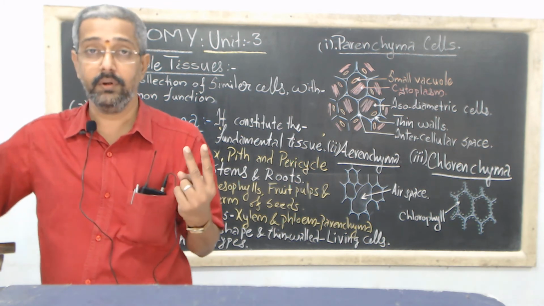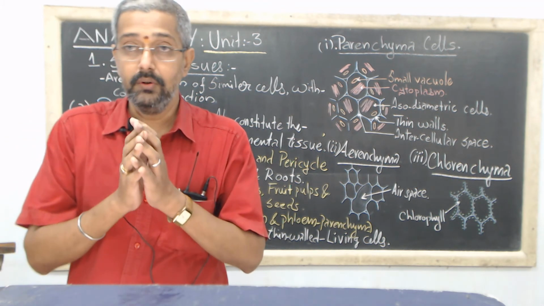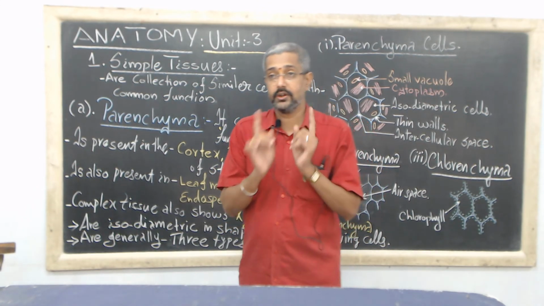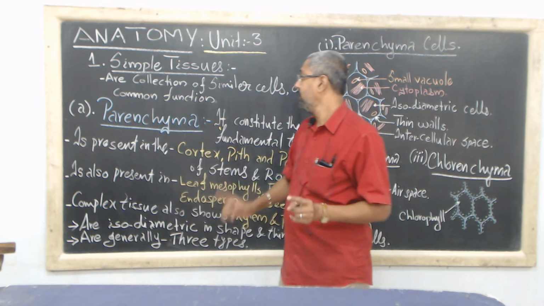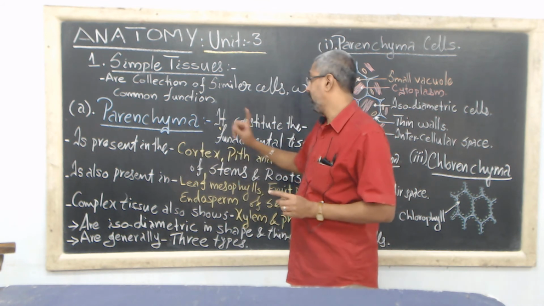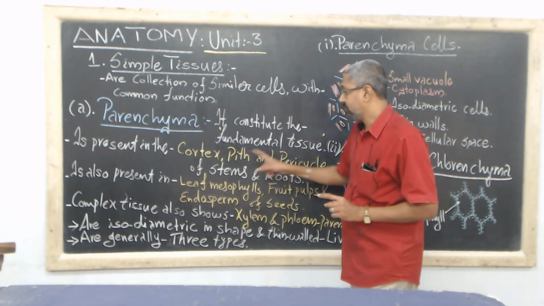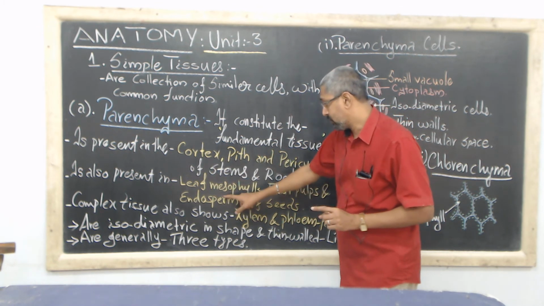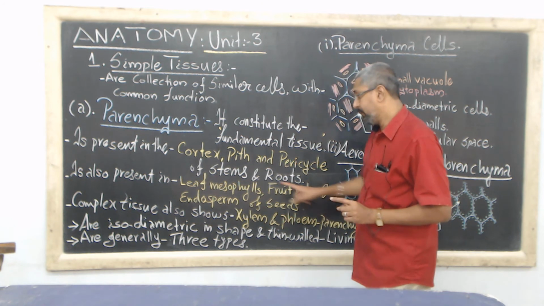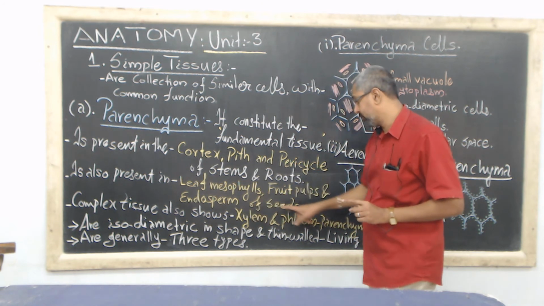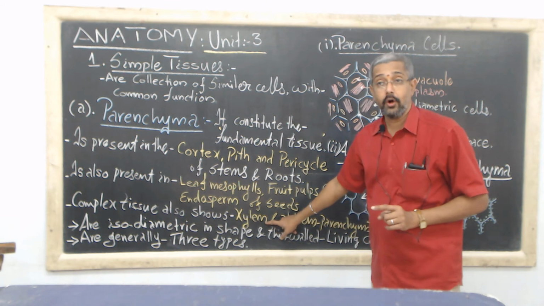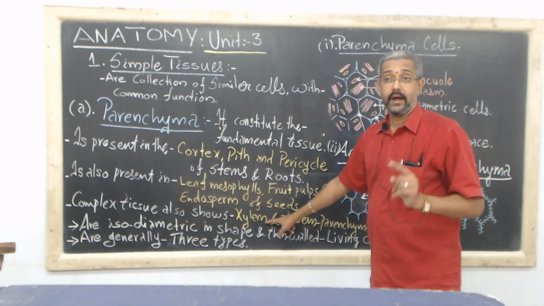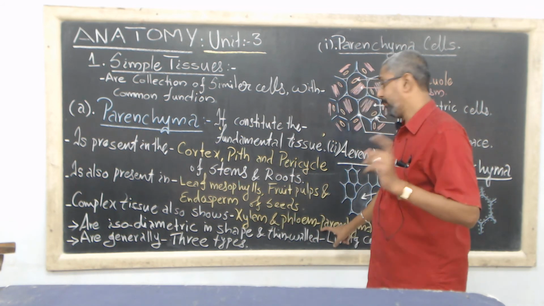Okay, coming to the conclusion: in permanent tissue, two types of tissues are generally formed. One is called simple tissue, and the second is called complex tissue. In simple tissue, the first type of cells are named parenchyma, and these are fundamental tissue, distributed in cortex, pith, pericycle, and also in leaf mesophyll, fruit pulp, and endosperm of seeds, and also in the complex tissues such as xylem and phloem, as xylem parenchyma and phloem parenchyma.